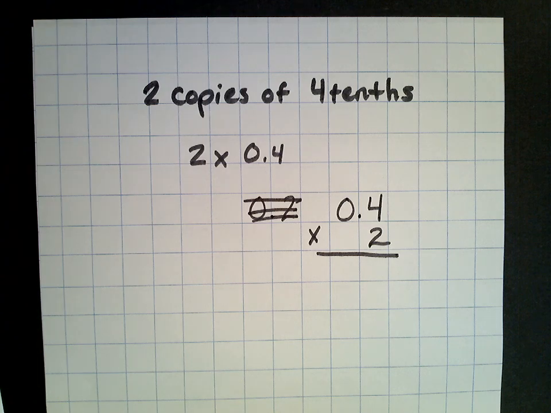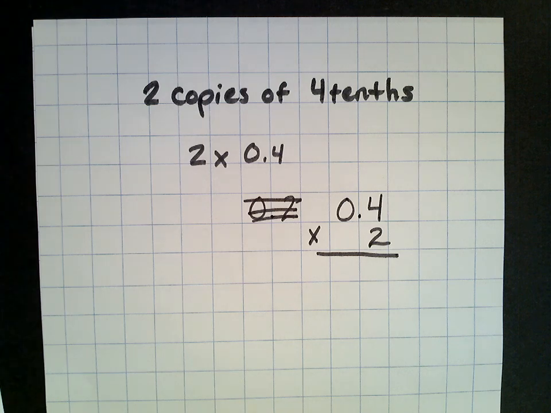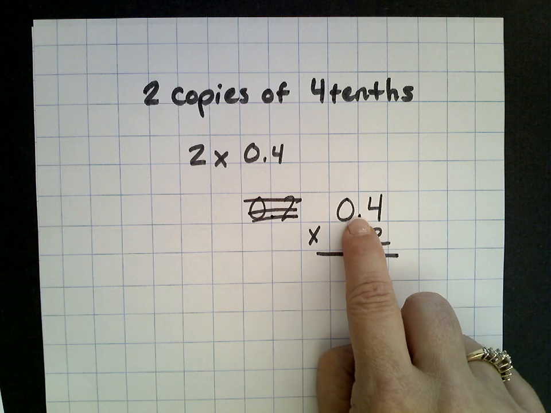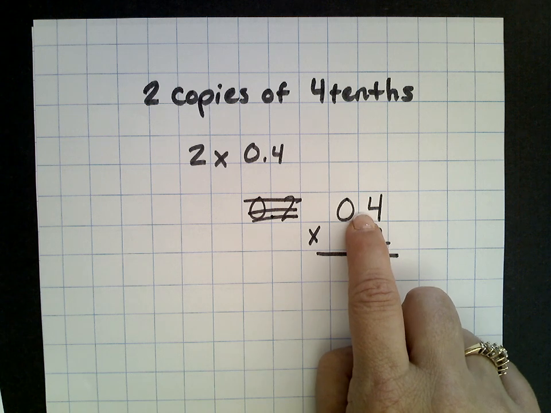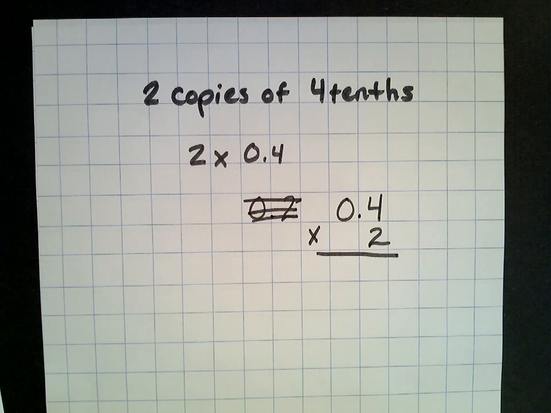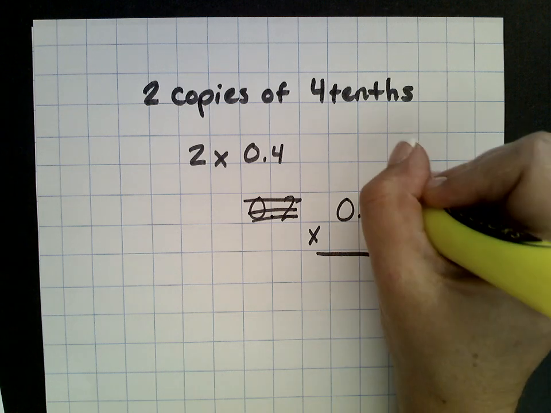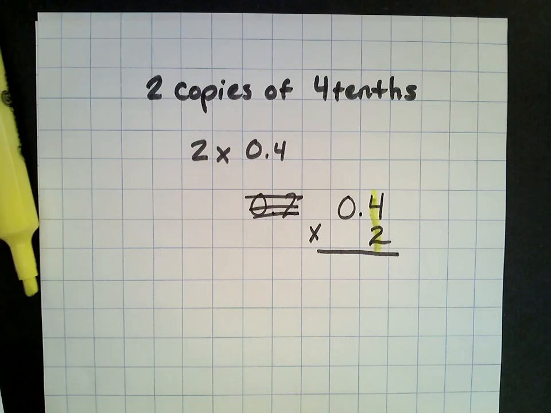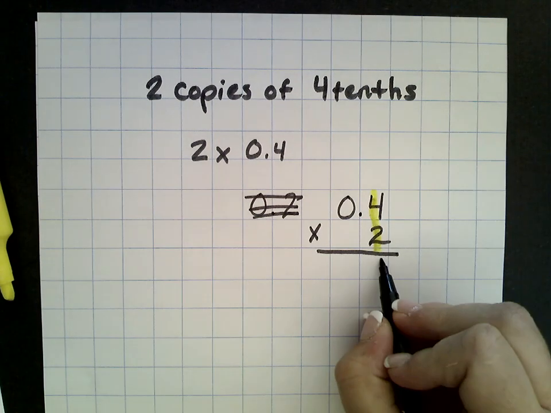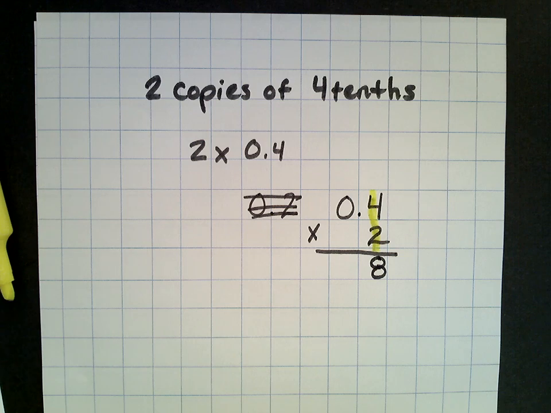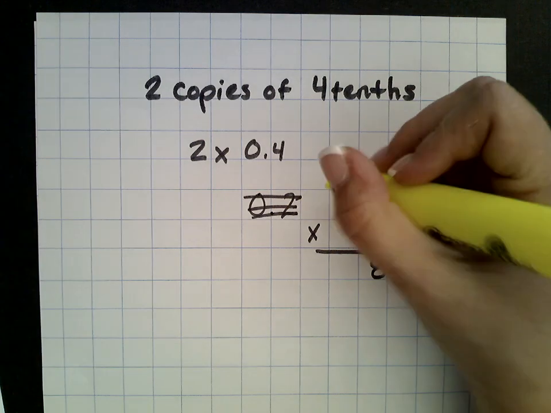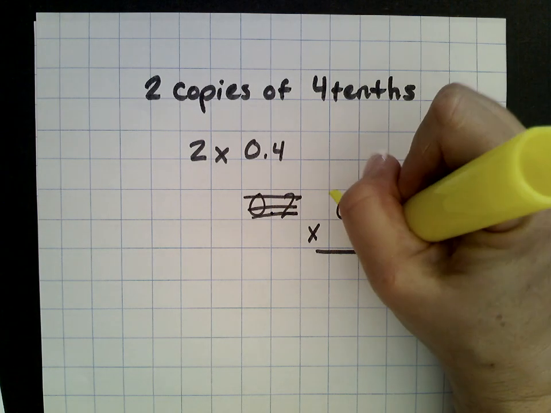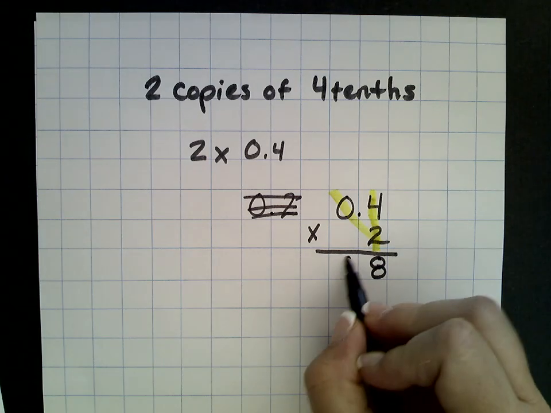And you did multiplication like this last year, okay? We're going to pretend the decimal place is not even there. We're going to ignore it until we're finished. So first, we're going to multiply this 4 by 2. 4 by 2 is 8. Put down your 8. And then we're going to multiply 0 times 2, which would be 0.